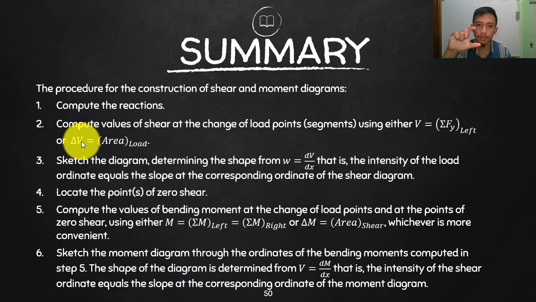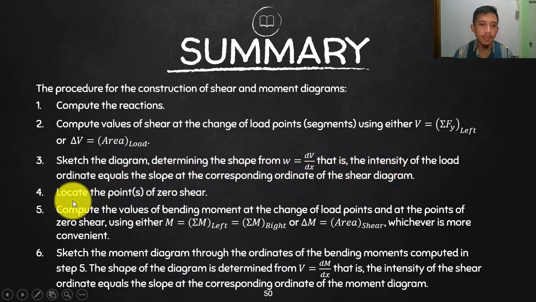What is that amount of shear, or the change in the shear within those 2 points? It is the area of the load, isn't it? That is what we derived a while ago. And then now sketch the diagram, determine the shape of the W by differentiating your V. The intensity of the load ordinate equals the slope of the corresponding ordinate of the shear diagram.